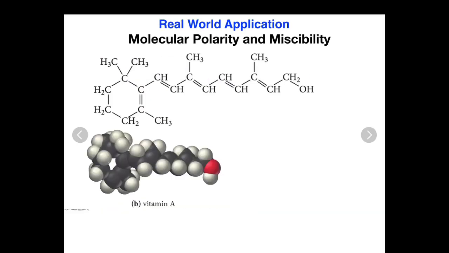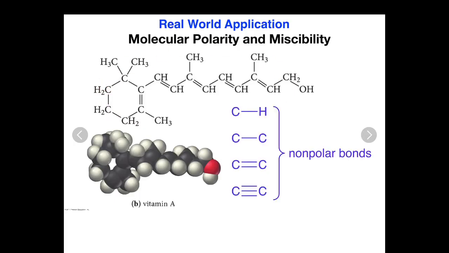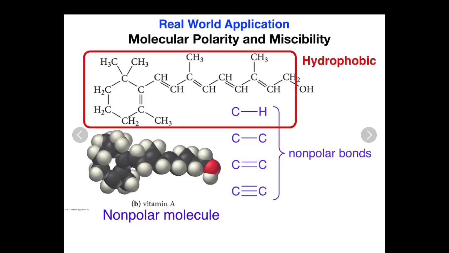On the other hand, if you look at the structure of vitamin A, you will see that vitamin A contains a lot of nonpolar or hydrophobic parts, right? So CH and C bonds. And it contains only a tiny bit of polar part, which is the OH bond right here. So it makes vitamin A a nonpolar molecule. Therefore, vitamin A will not be able to dissolve in water, because it contains a lot of hydrophobic part. We call that vitamin A is immiscible in water.